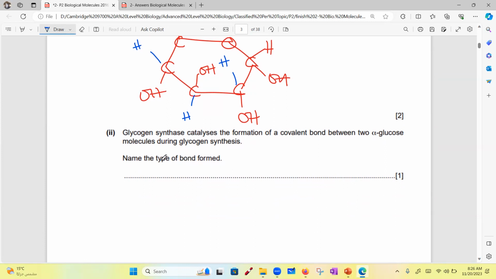Fine. Name the type of bond formed for a covalent bond between 2 alpha glucose. What's the bond between 2 alpha glucose molecules? Between 2 alpha glucose molecules. Alpha 1 to 4 glycosidic bond. Okay.